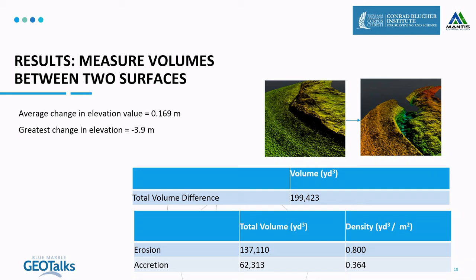And you can see that those dunes were completely taken out, and that region actually inundated in the process. And then it also outputs the total volume difference, which we can see is almost 200,000 cubic yards, and breaks that up further into erosion and accretion. So of that, 137,000 cubic yards were eroded, and about 62,000 were showing signs of accretion, as well as density. So density per cubic yard, 0.8 cubic yards eroded, as well as accretion, 0.364 cubic yards.